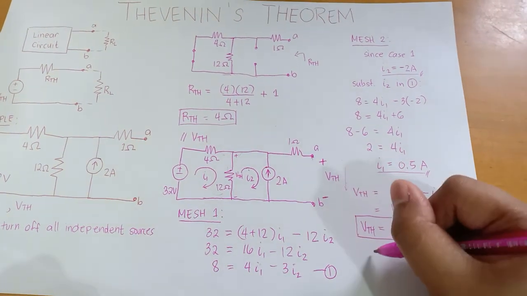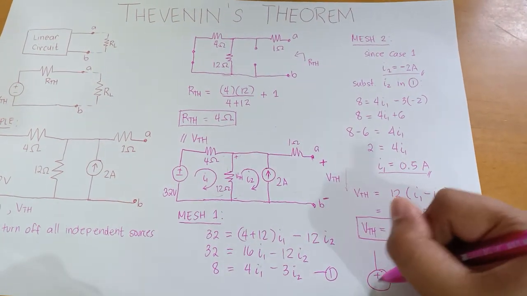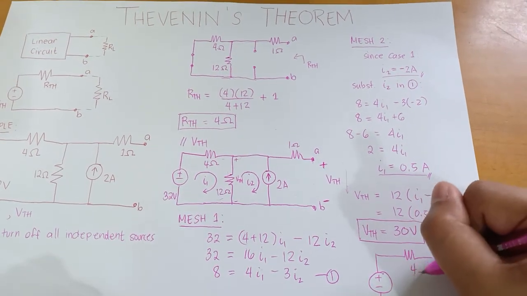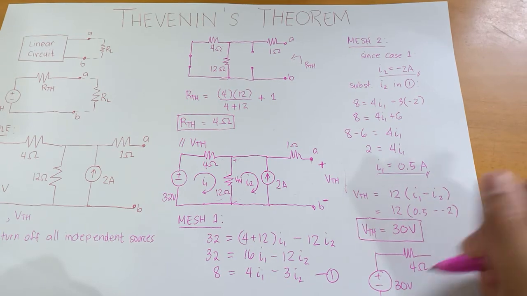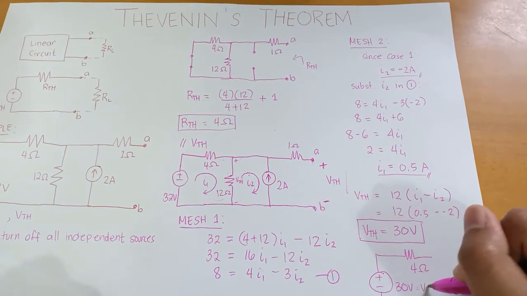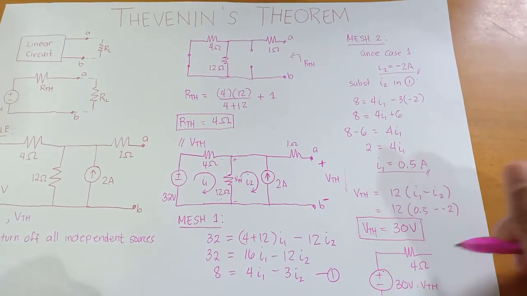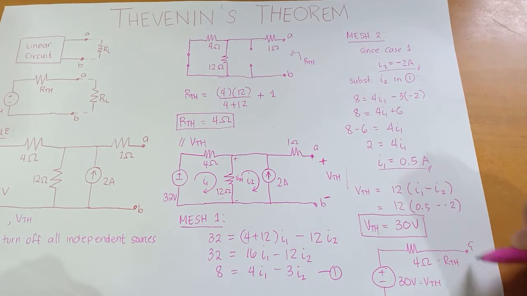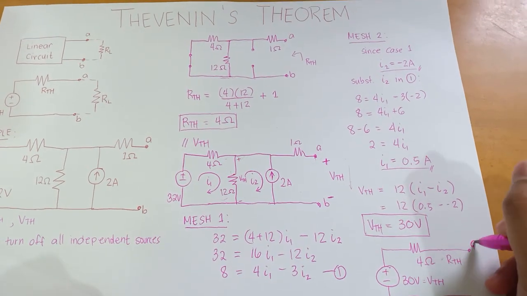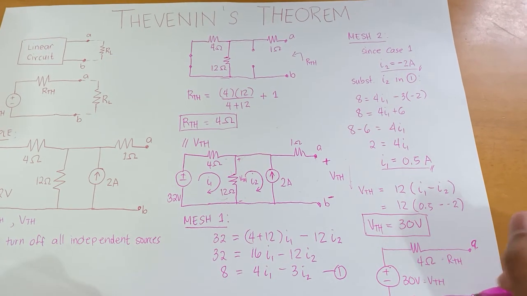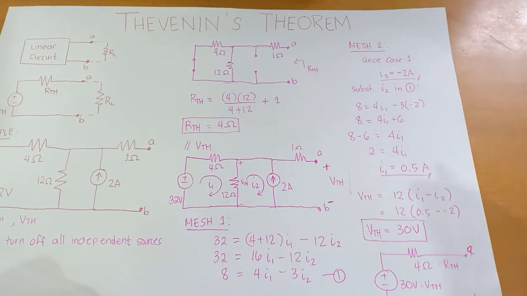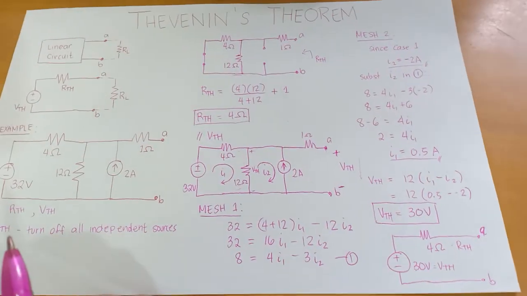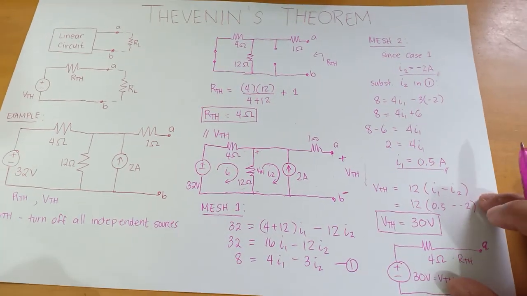So, ang equivalent nating circuit ay, ito yung 30 volts. May nakaseries tayong 4 ohms. 30 volts, ito yung VTH. Ito yung RTH. Okay. So, that ends our discussion for Thevenin's theorem.